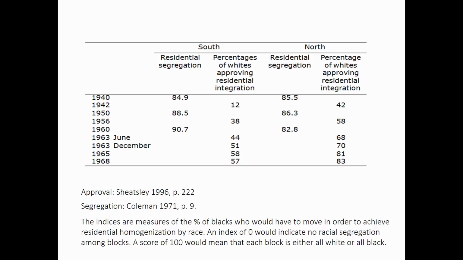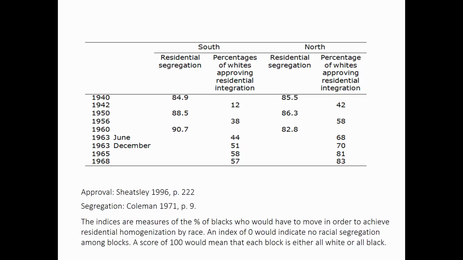What would we expect? Remember, if people become more tolerant, then segregation should go down, if it is all about tolerance and discriminatory behavior. But actually for the South, we observe the opposite. There's more residential segregation as time passes. In 1940, 85% of blacks would have to move, and in 1960 it's 90%. So there's more segregation. When we look at the North, it goes up a little and then down a little, but there's not a huge change that mirrors the fact that people become much more tolerant.